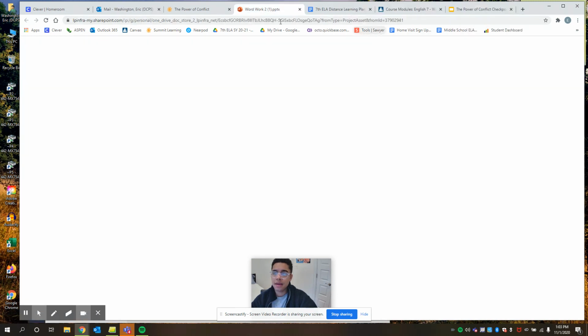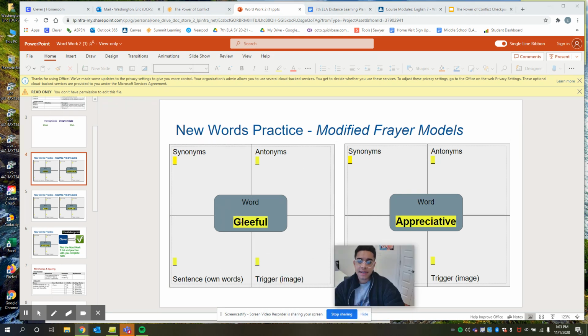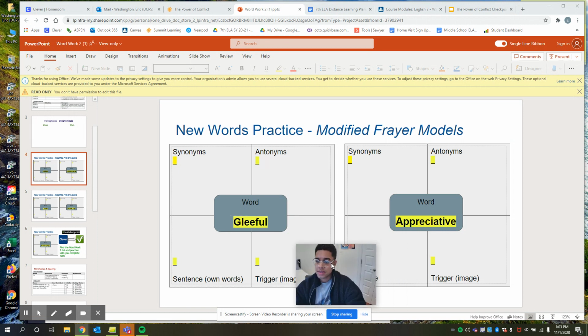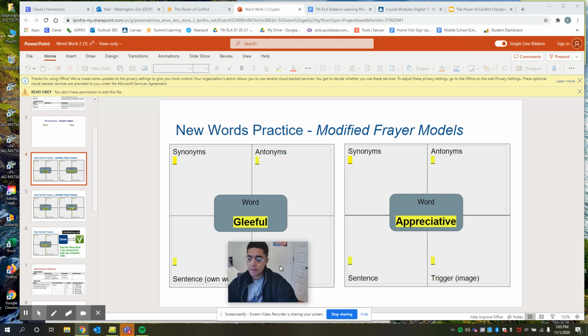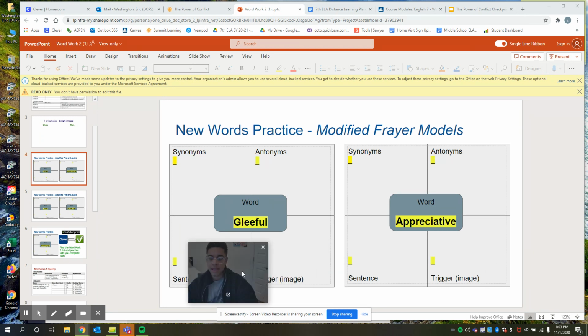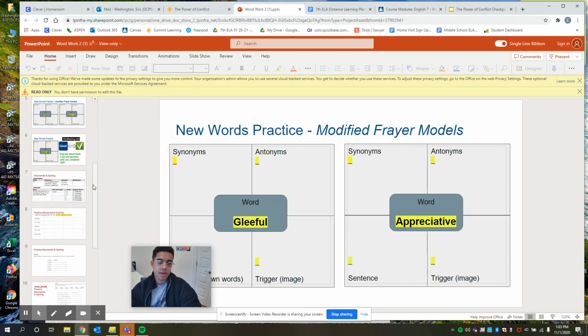So I'm going to get out of that. I'm going back to our PowerPoint. So that's what you're doing. You're coming up with synonyms, antonyms, and then finally, you're writing your own sentence. So you use the word gleeful to write a sentence, okay? So you'll use that word in the sentence you create. Same for appreciative. You'll use this word in the sentence down here, and so on. I care much less about the image, but the image is the last part. So you'll put an image that reminds you of the word gleeful, that reminds you of the word appreciative, and so on. So those are the Frayer models.